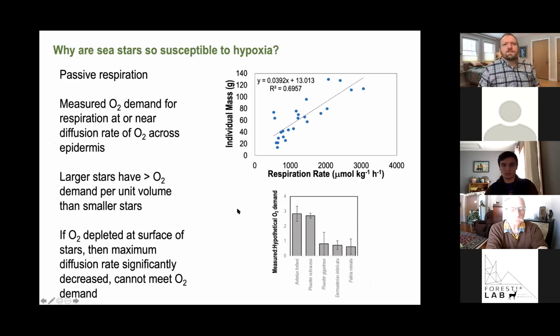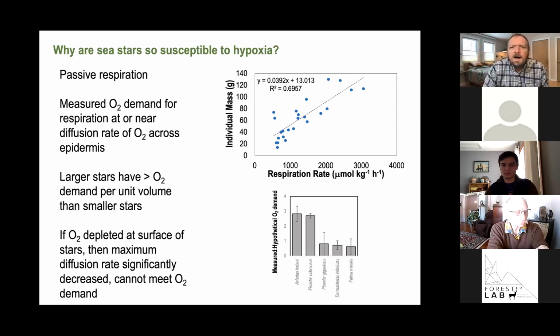So the question is, why are sea stars so susceptible to hypoxia? Unlike most marine organisms of their size, these organisms rely on passive respiration. They don't ventilate. They don't have lungs. They don't have gills that they pump water over. They rely upon diffusion of gases from seawater into their bodies through their aboral surface, their upper surface, and through their tube feet.